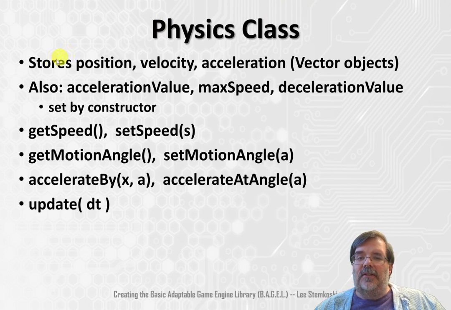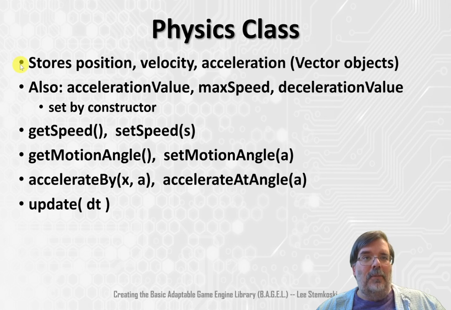So within the physics class, some of the obvious information it will need to store will be position, velocity, and acceleration. Now, we want the physics class to be self-contained. And you might wonder, well, why do we need to store the position? The position, well, that's also going to be stored in the sprite class.